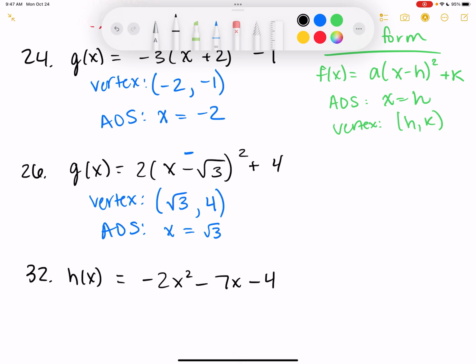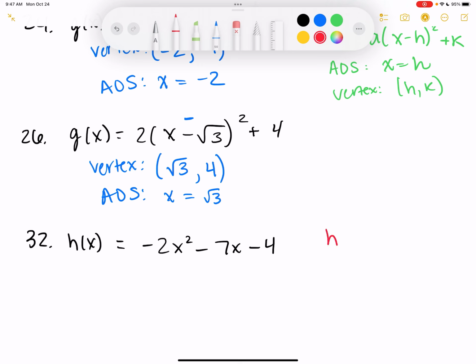So, if we are not given it in vertex form and we need to find our vertex, we need to change it to vertex form. Well, we can't do that yet. I need to find each piece of my vertex individually. To do that, we use h is equal to minus b over 2a. You should have that formula in your notes. And k is equal to c minus ah squared.